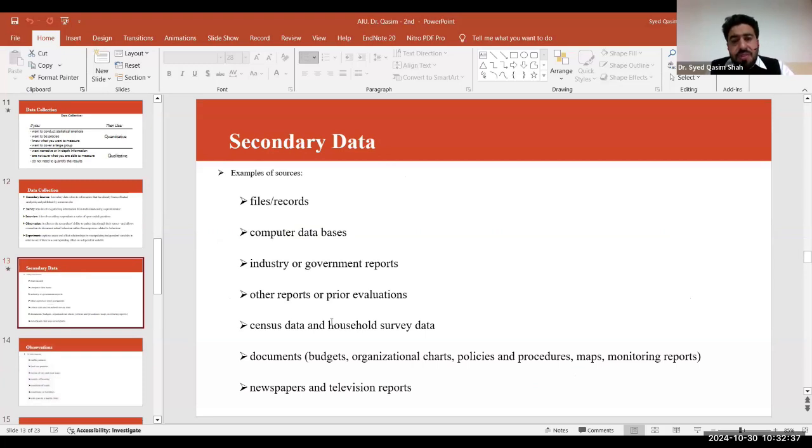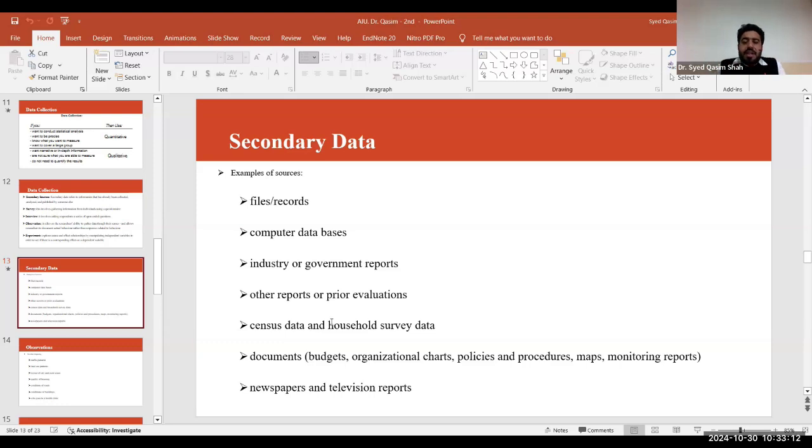For secondary sources, we have files, computer-based databases, industry and government reports, and other reports or prior evaluations regarding any company or organization. It may be census data, household survey data, or certain documents already published. So secondary data is already published: charts, policies, procedures, reports, newspapers, television reports. They are all secondary data.